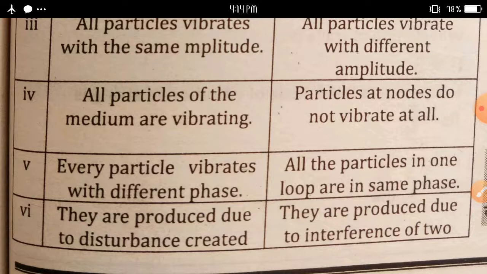And then we discussed three conditions for nodes and antinodes. And last we discussed the characteristics of a stationary wave. Today we stop here.